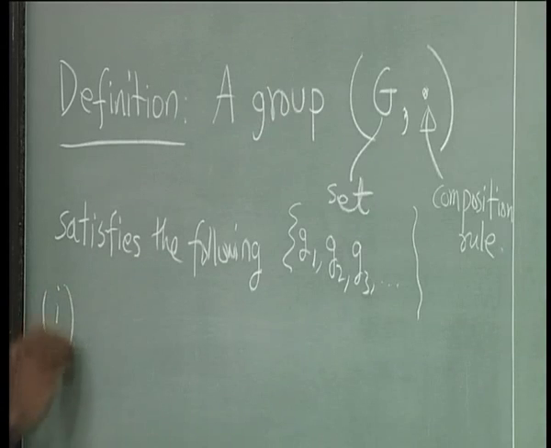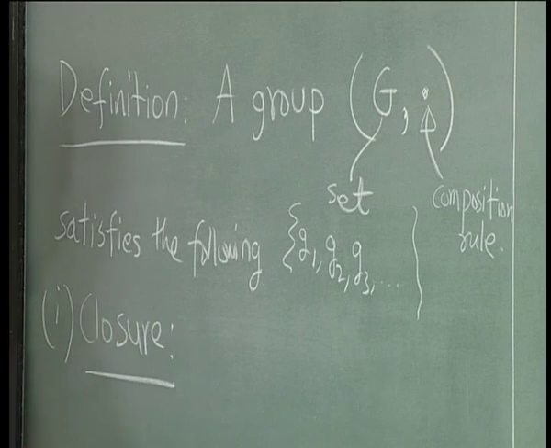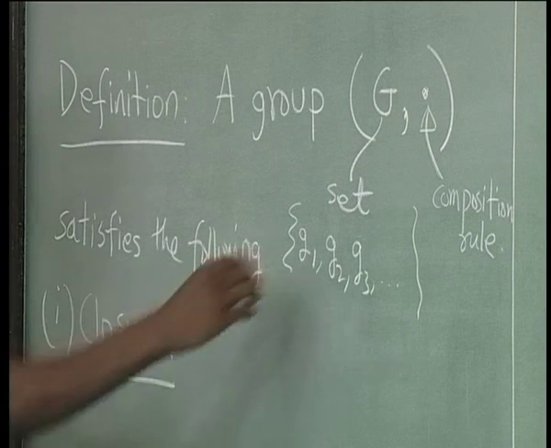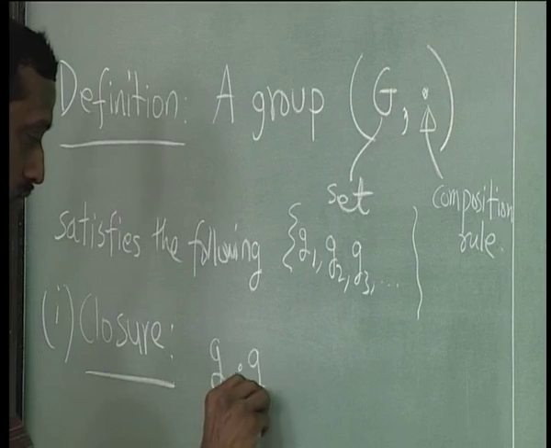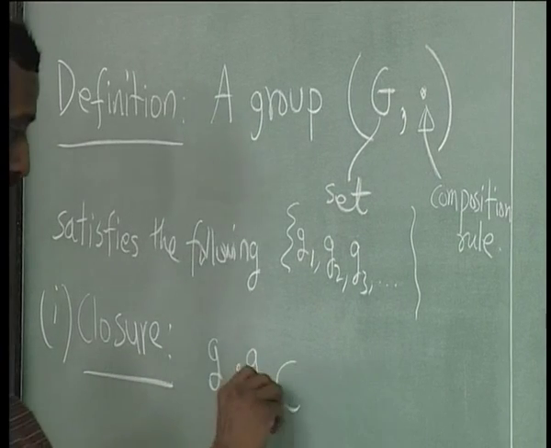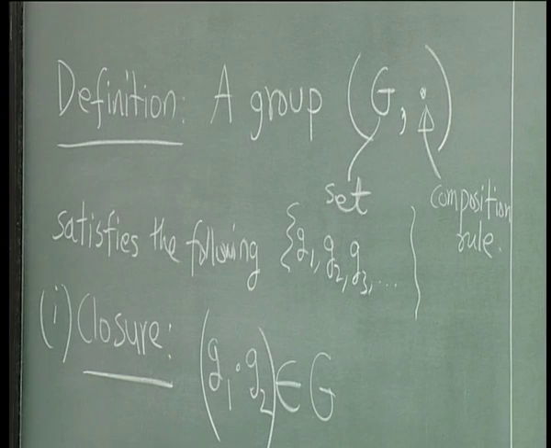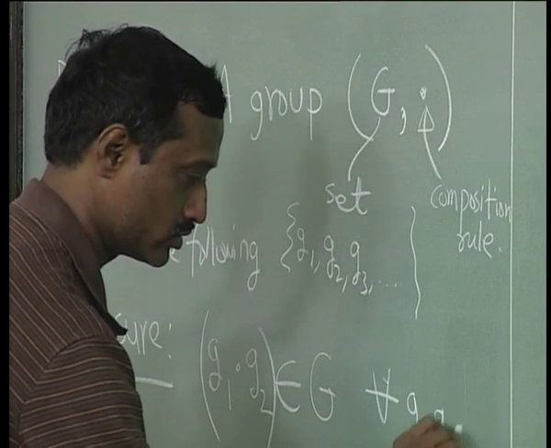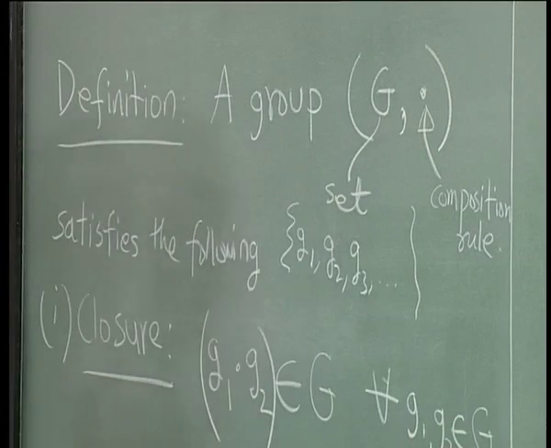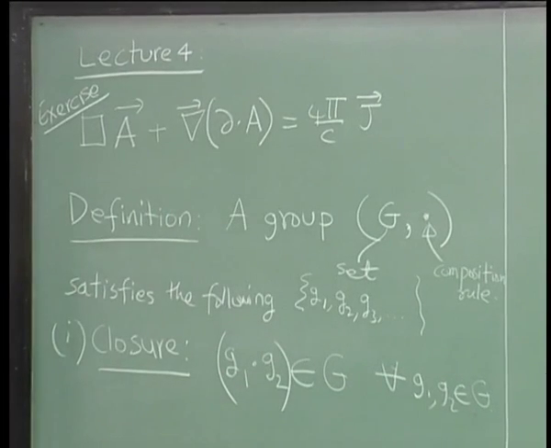So, the first important thing is closure, which means if you take any two elements G1, G2, the composition rule gives you another element of the set, for all G1 and G2 belonging to G. So, this symbol stands for all. Okay.